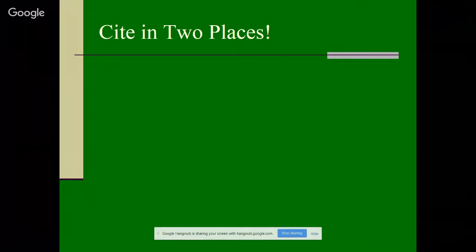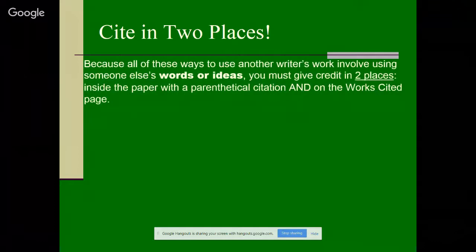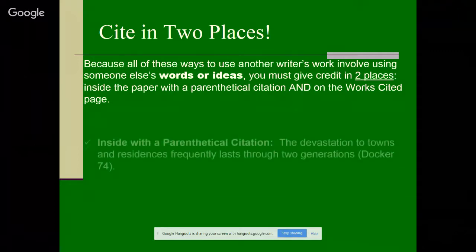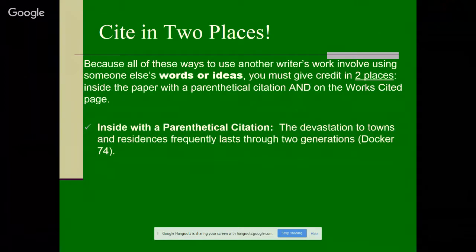Okay, now to avoid plagiarism, we have to cite in 2 places. Because all of these ways to use another writer's work involve using someone else's words or ideas, you must give credit in 2 places: inside the paper and on the works cited page. Parenthetical citation means a citation within parentheses. So here's an example of a parenthetical citation.